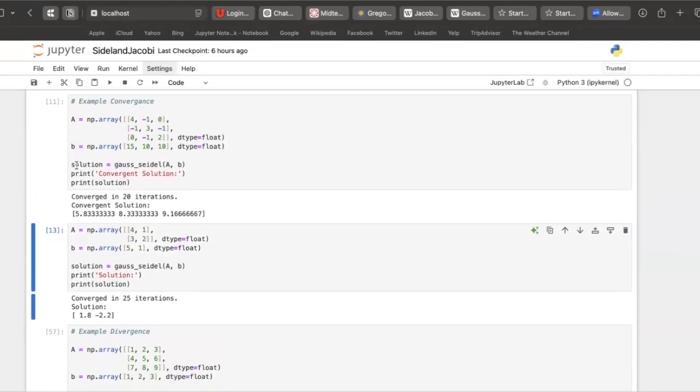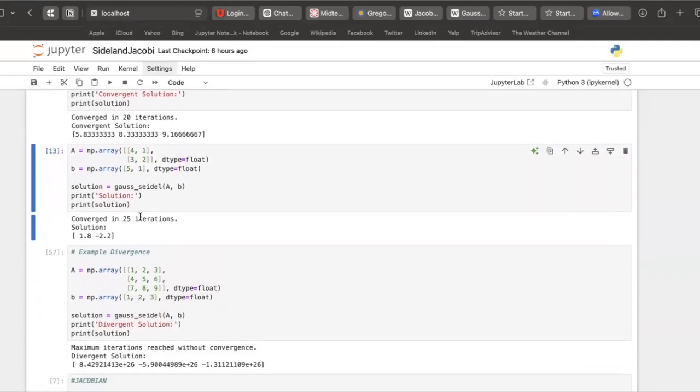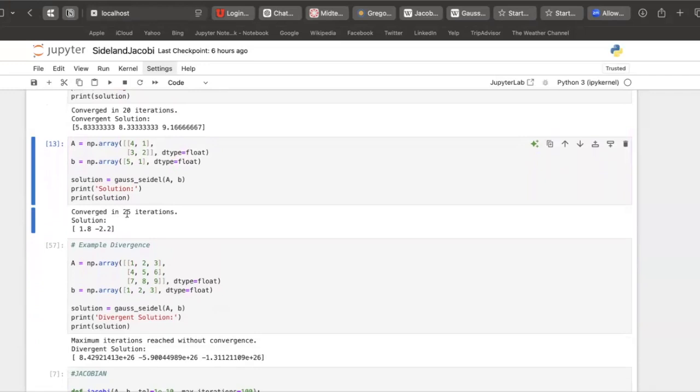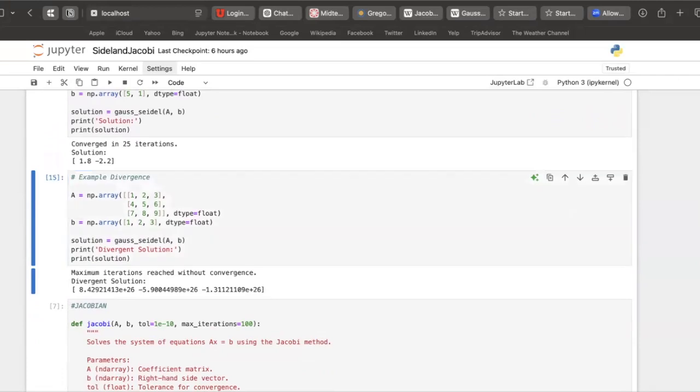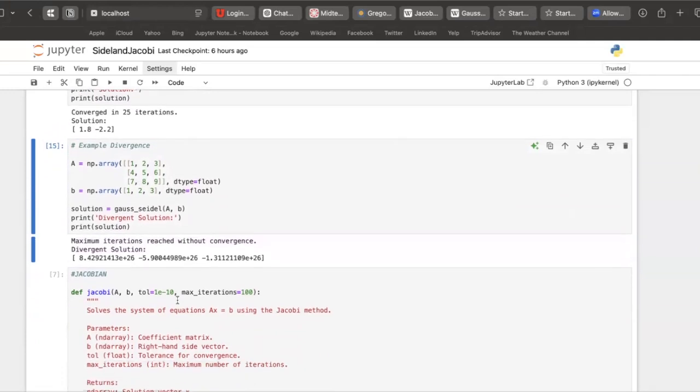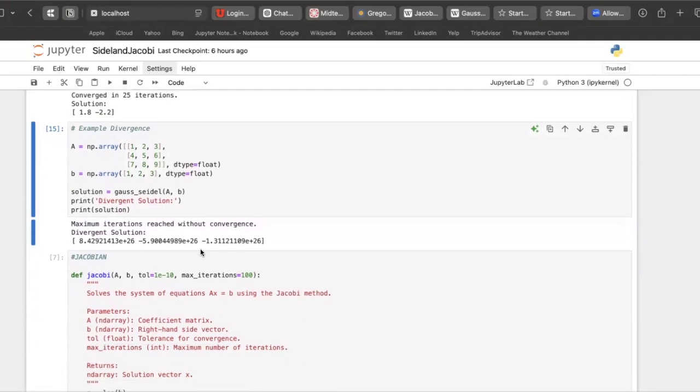We're actually just going to ignore that first example. I'm very sorry about that. Here's an example of it working. Converges in 25 iterations, and it returns 1.8 and negative 2.2. An example of it not working is this, where it just diverges and we don't reach a convergence value. And you can see these values are getting very big.